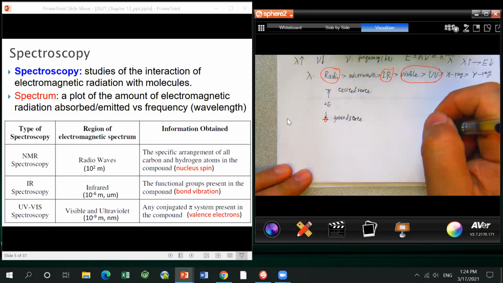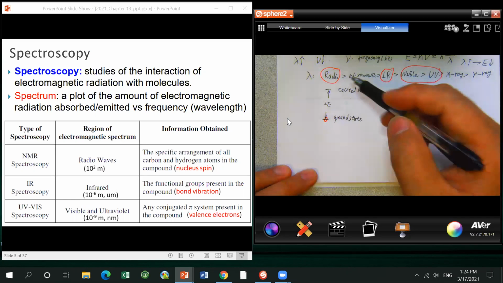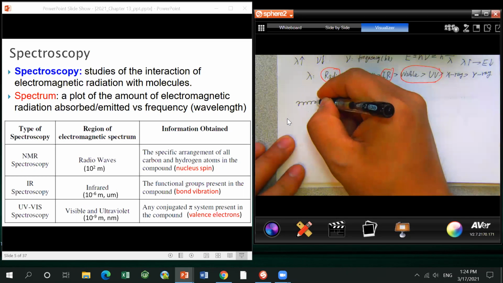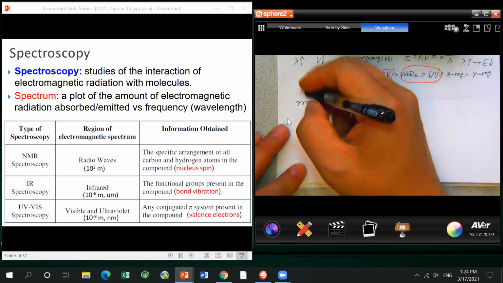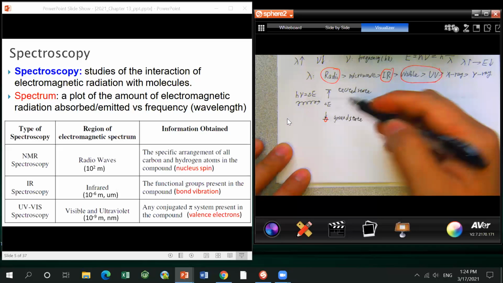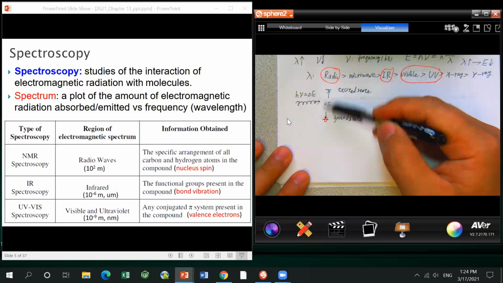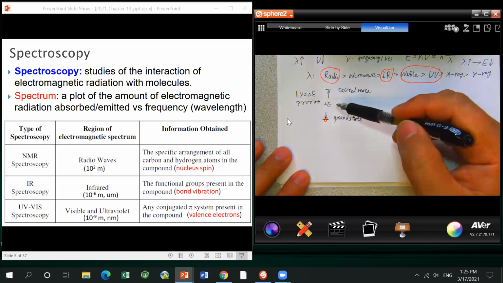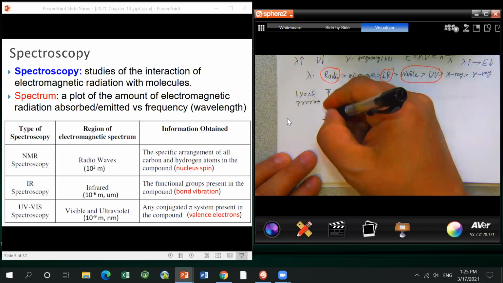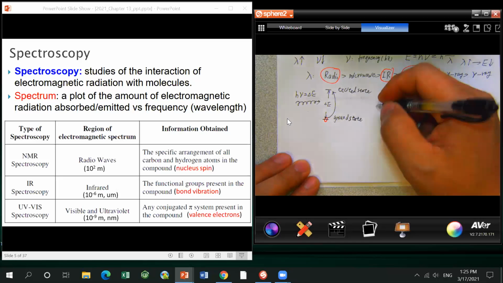If you strike this molecule, maybe the atom or electrons, with some electromagnetic radiation, and the frequency of this radiation matches the energy gap between the ground state and the excited state, we know that h nu equals delta E. Then this molecule will absorb this electromagnetic radiation and jump from the ground state to the excited state. That will generate the absorption spectrum.